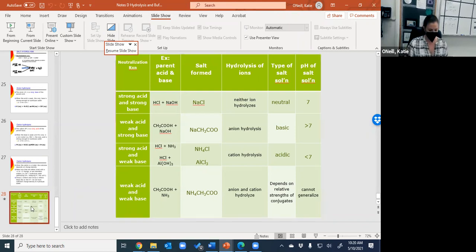And that is the end of the notes. So that's it for notes B. The next set of notes is notes E on titration. Go ahead and stop the recording.